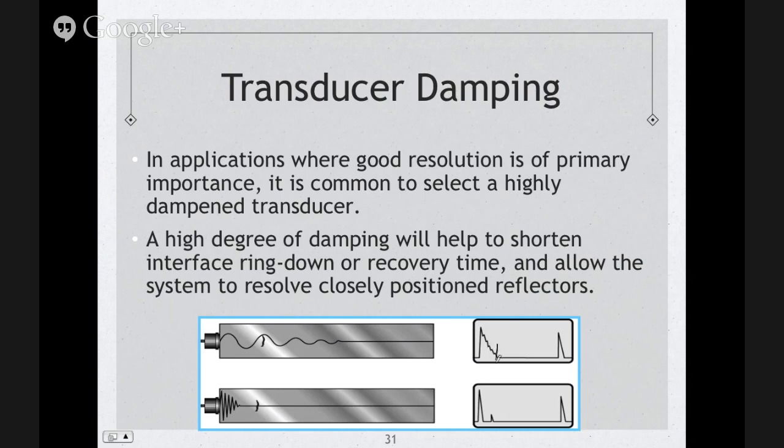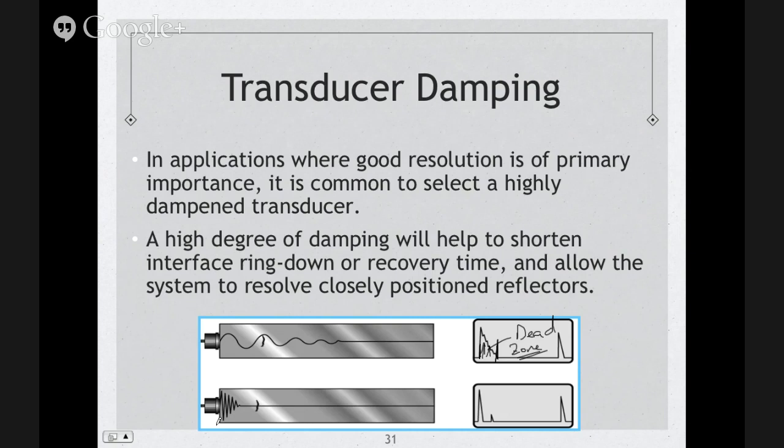And we say that from here to here, we call that dead zone. We call it dead zone because any indication in here is going to be covered by that initial pulse. Versus a high degree of damping, which will shorten that pulse length, letting us get a little less penetration, but you get more resolution on your near surface defects or discontinuities.